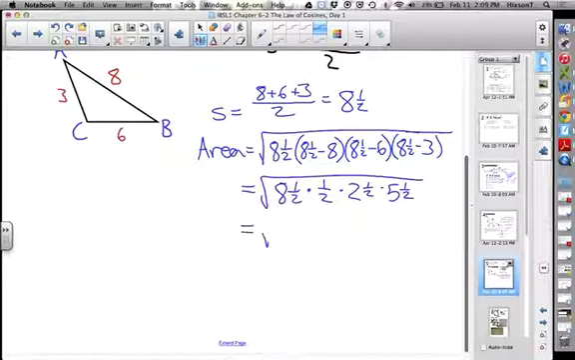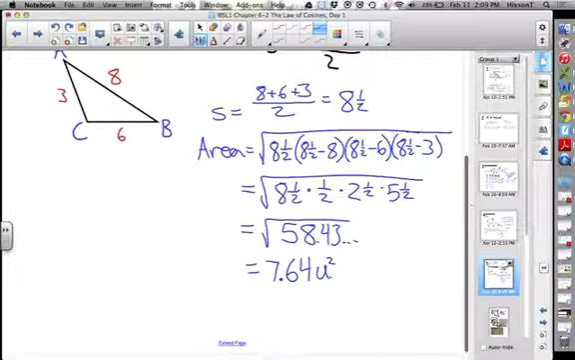So then this is the square root of, what is it? Is it like 0.43, so on? So that equals 7.64 repeating. So that'd be 7.64, and whatever units we're in, it would be units squared, because it's an area now, so we should have square units.